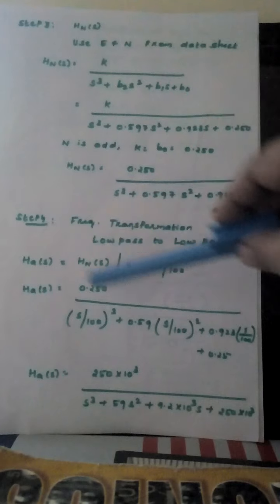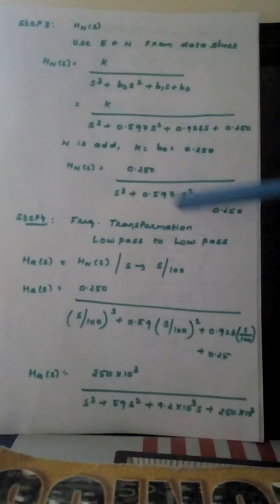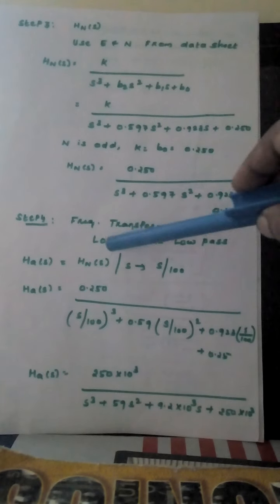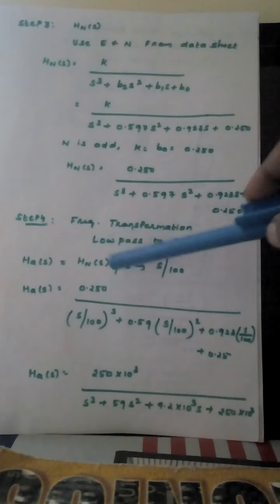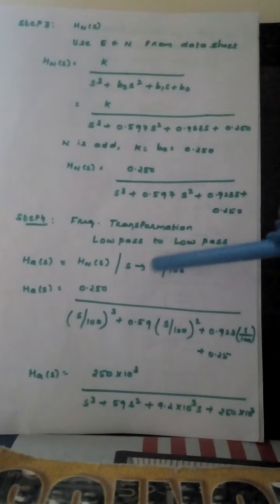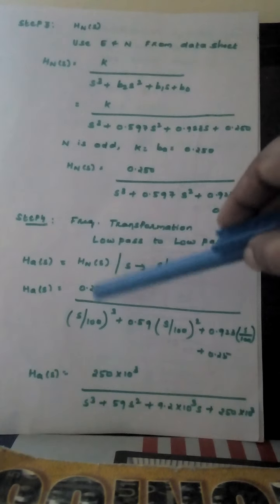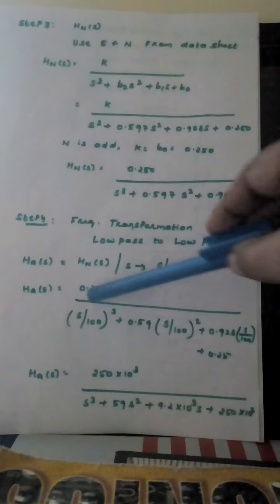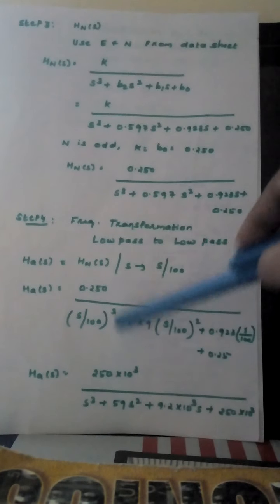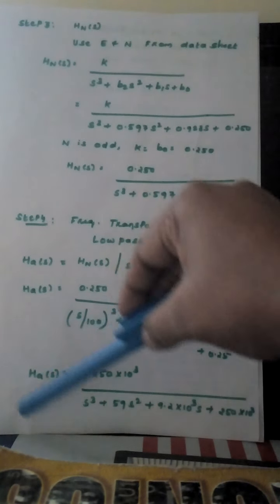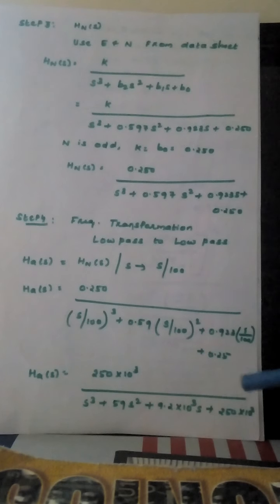The next step is the frequency transformation. They didn't mention anything here, so we go for low pass to low pass. Here S is replaced by S by omega p. Omega p is given as 100 radian per second. So this is your transfer function. If you replace S by S by 100 and simplify, you will get the transfer function of the system. So this is similar to the Butterworth filter. The extra thing is that you have to find the ripple factor here.